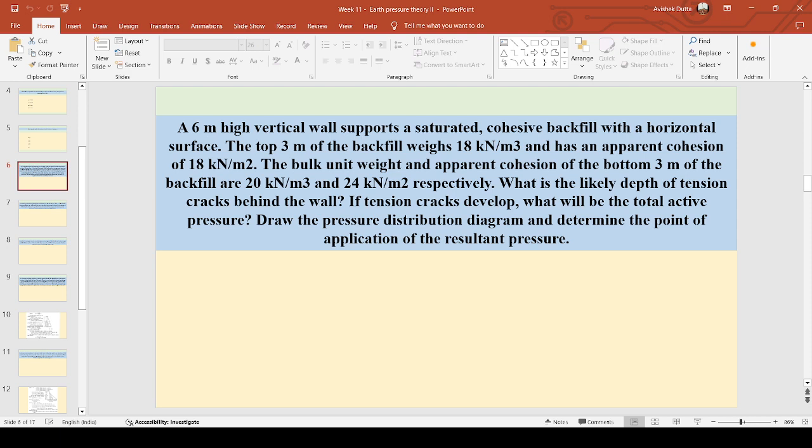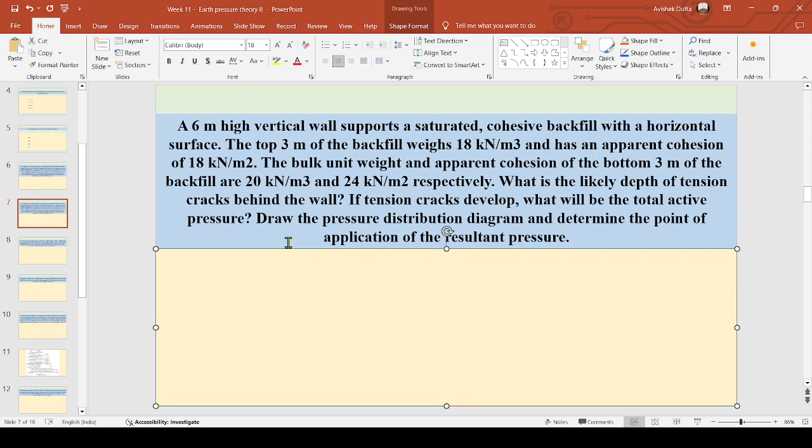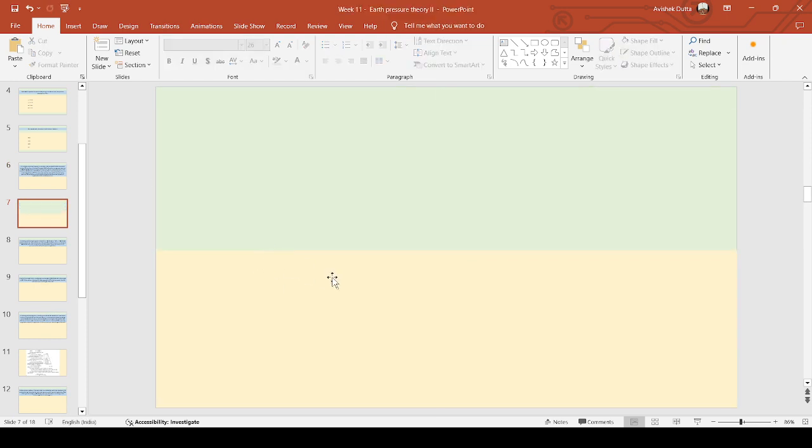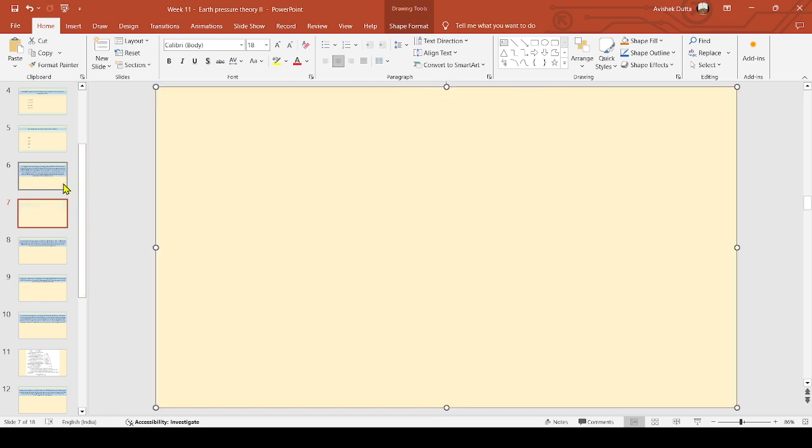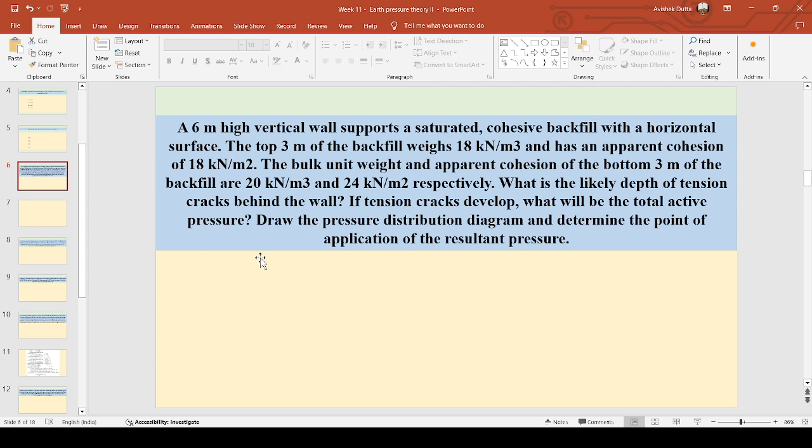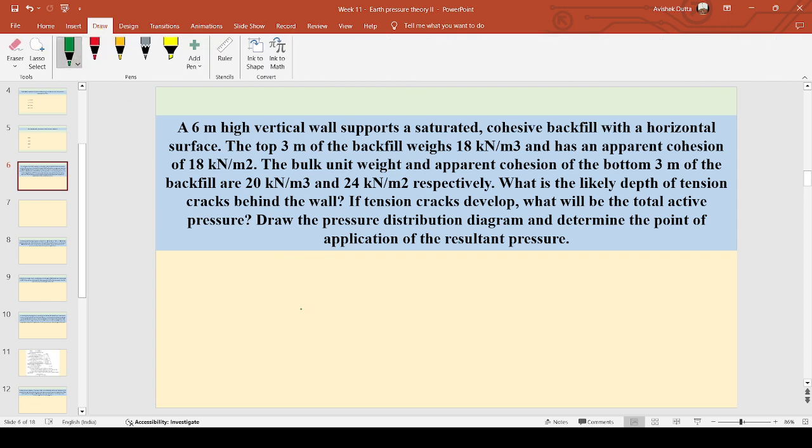Okay, so you have done very good. It saves some of my effort actually, because I don't need to explain it that much. But I will solve it anyhow for the others to see. In this case, we are told that we have been given a saturated cohesive backfill. What is the first assumption we can make using this statement, saturated cohesive backfill?